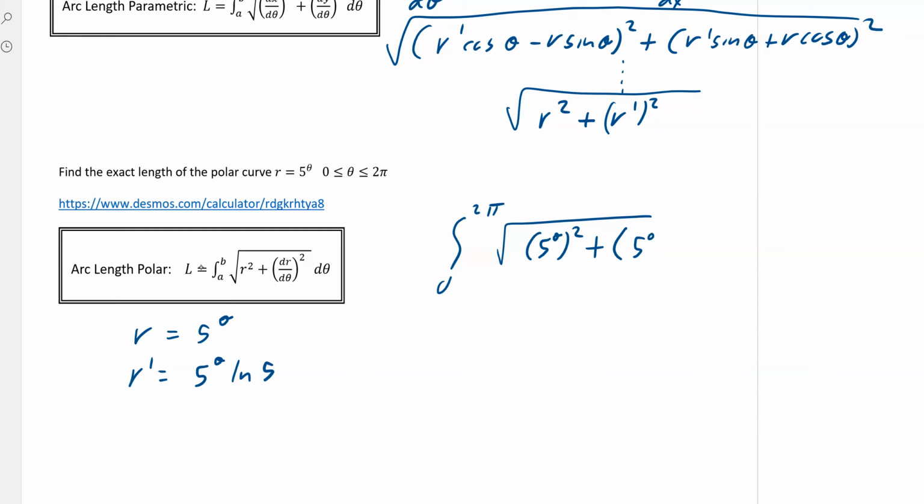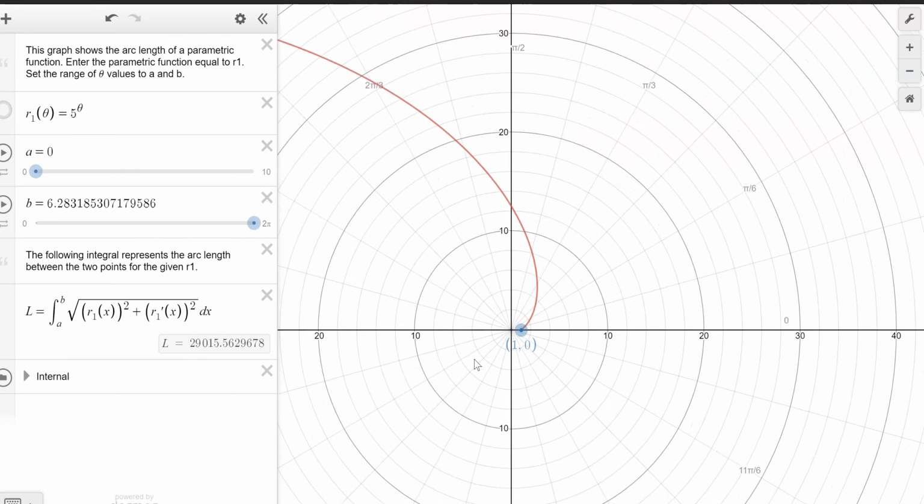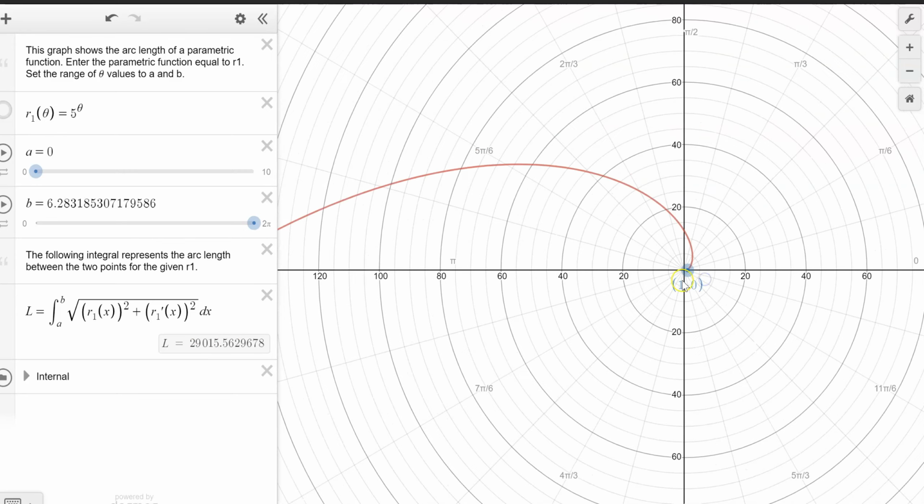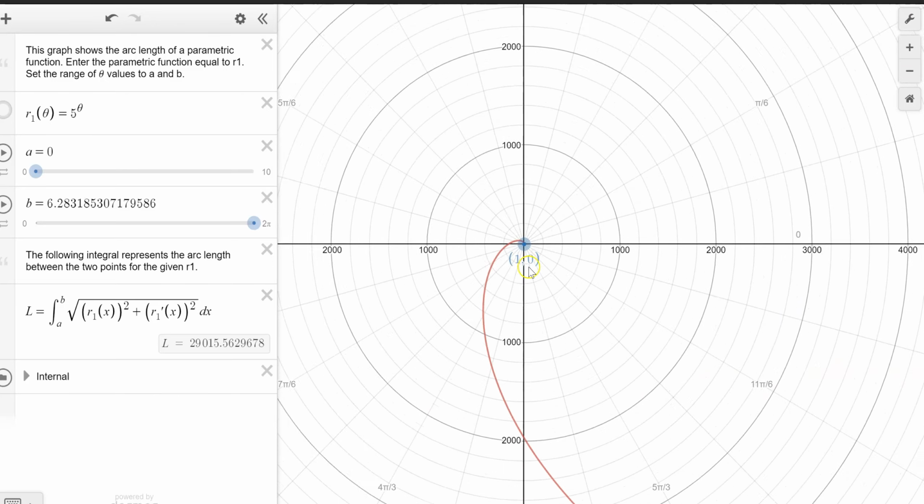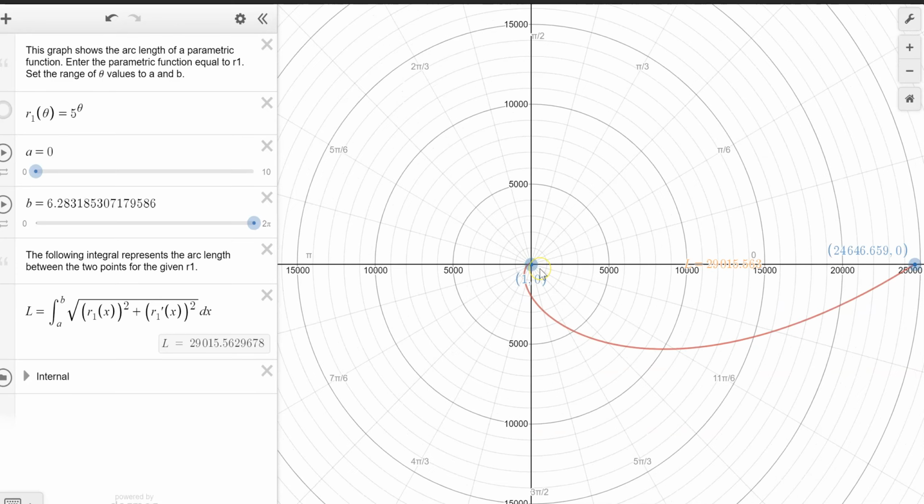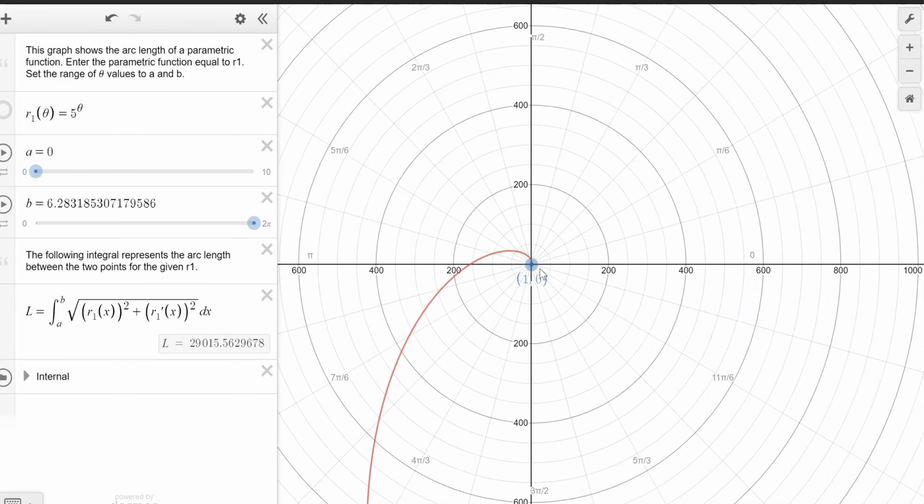So if we plug that in here, we would now have the arc length, which is giving us this. So as we move from 0 to 2 pi, that's our arc length. So it moves around like that. See how it's scrolling around all the way to there. So that whole arc length is that value.